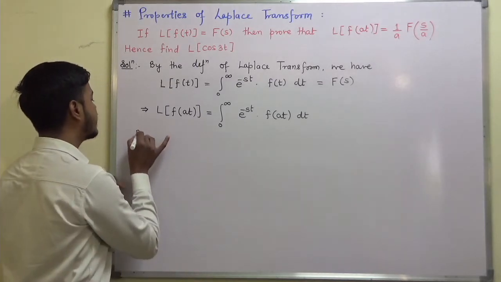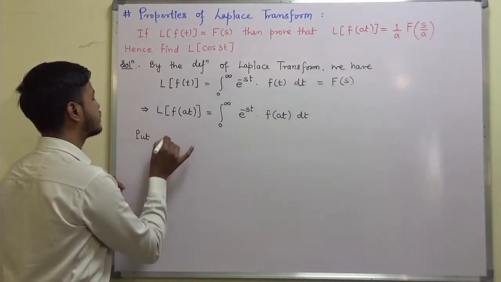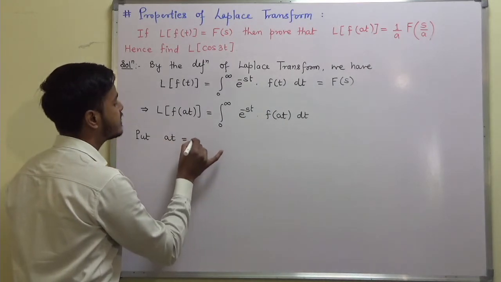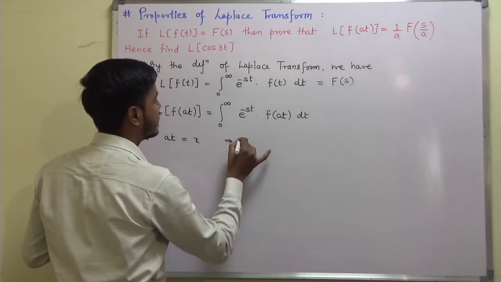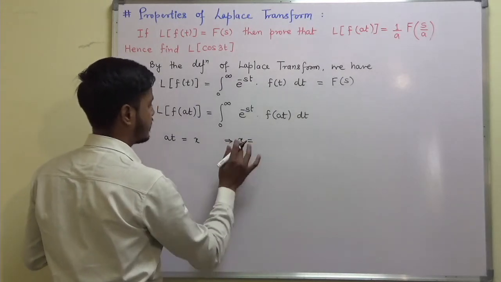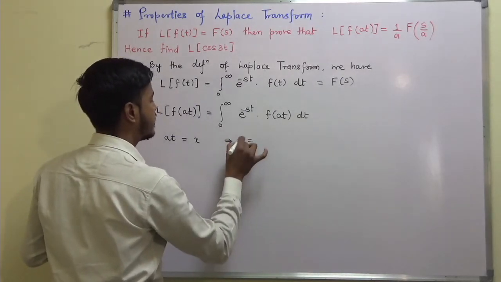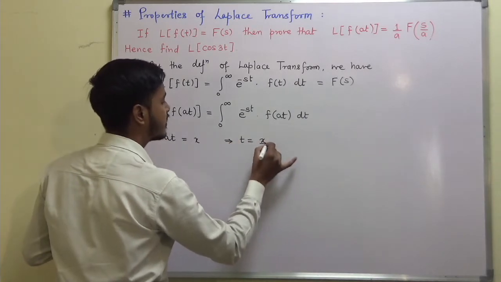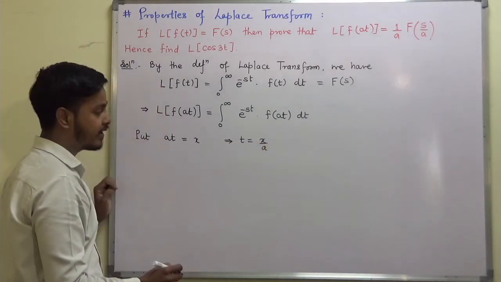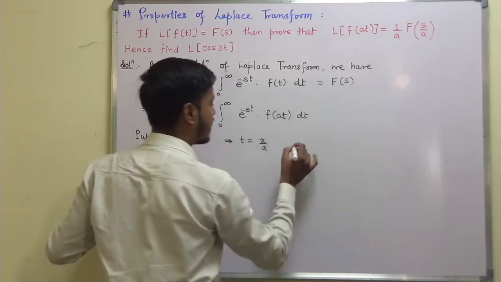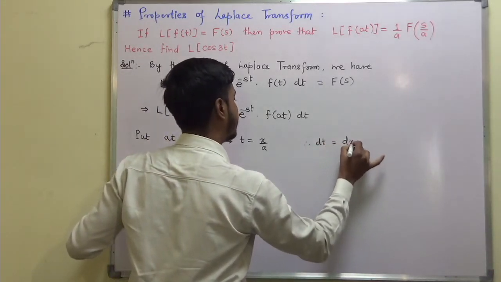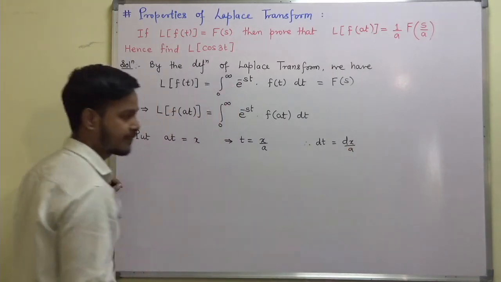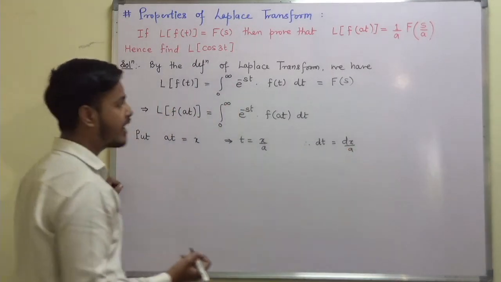So here you can write, put at is equal to x. Implies t is equal to x by a. Therefore dt is equal to dx by a. And limits are unchanged. Why?